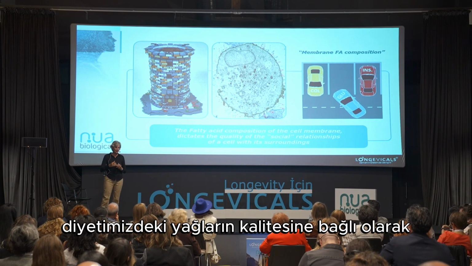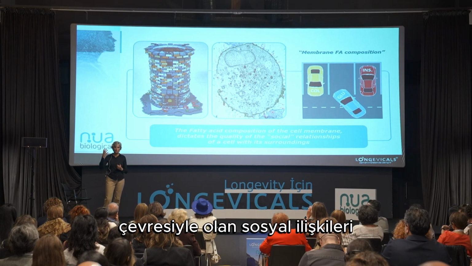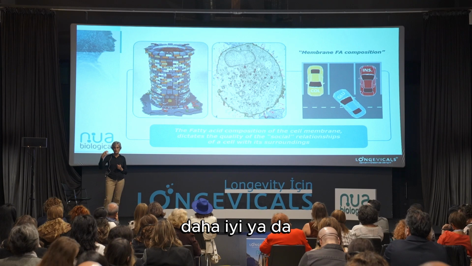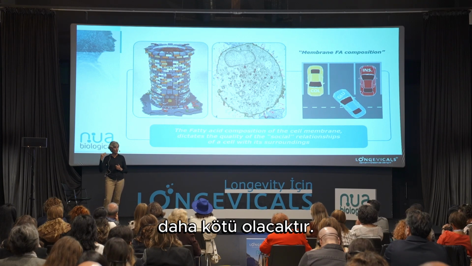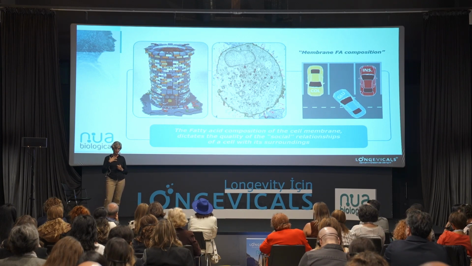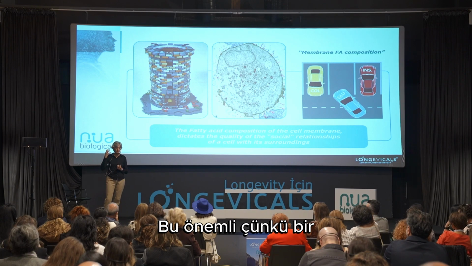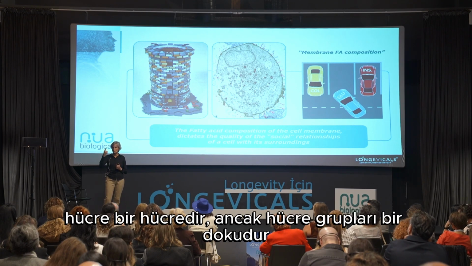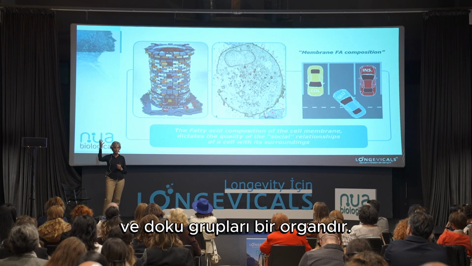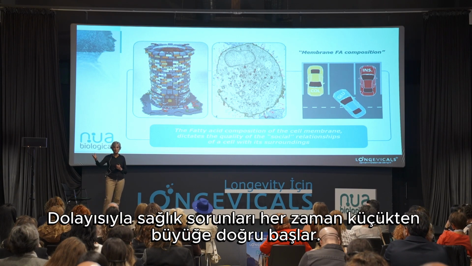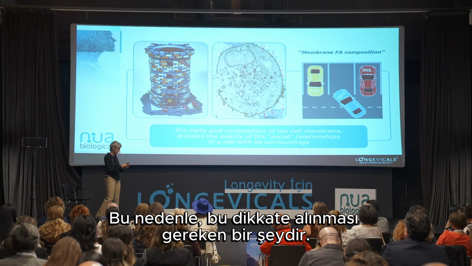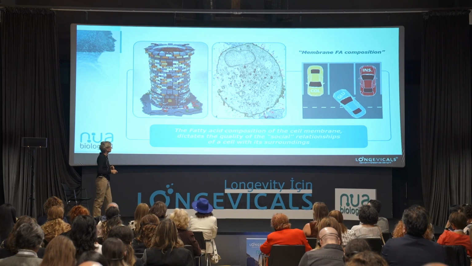So basically, depending on the quality of the fats that we have in our diet, the social relationships of those cells with the environment will be better or worse. That's important because one cell is one cell, but a group of cells is a tissue, and a group of tissue is an organ. So problems in health always start from small to big, okay? So this is something to consider.